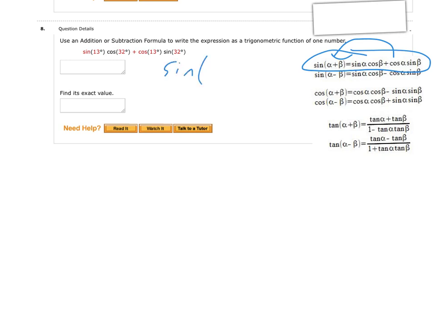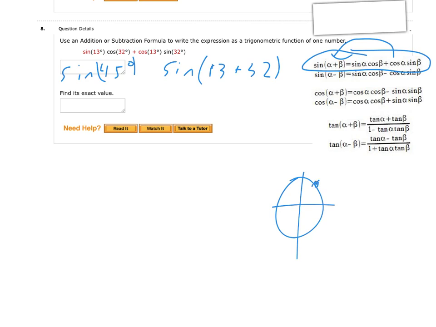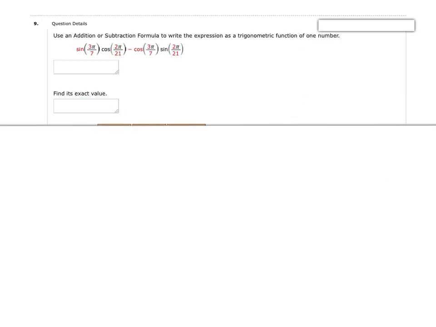sine of 13 plus 32, which is actually, if you add those together, just sine of 45 degrees, and make sure you do put the degree symbol there. And after that, I can just go to the unit circle, which I'm just going to draw a quick one right there. And that's rad 2 over 2, comma rad 2 over 2. So actually, whether it was sine or cosine, it would be rad 2 over 2.